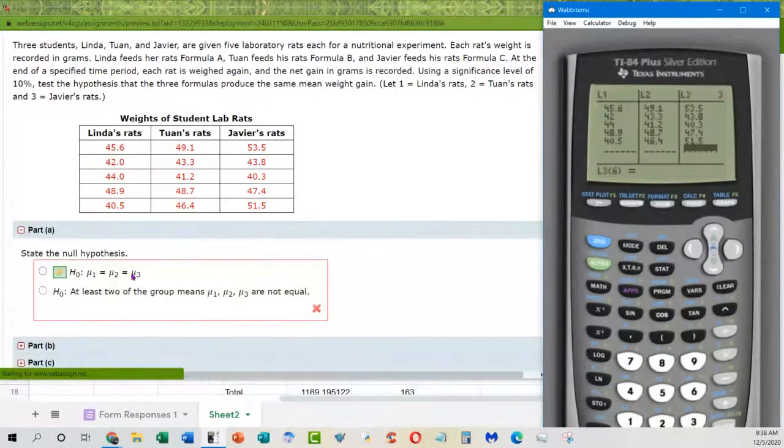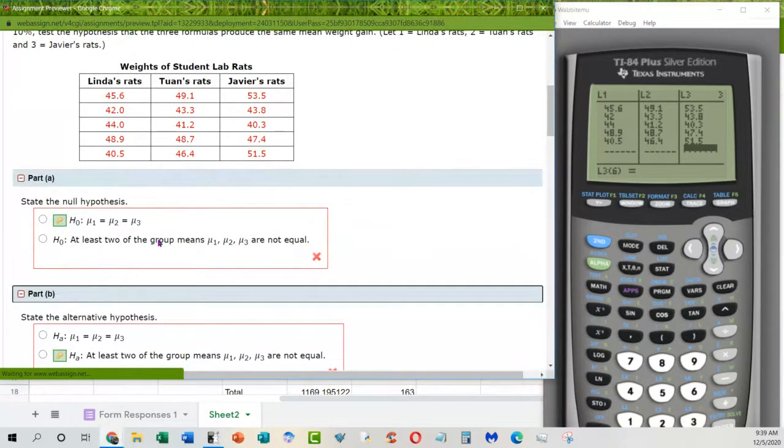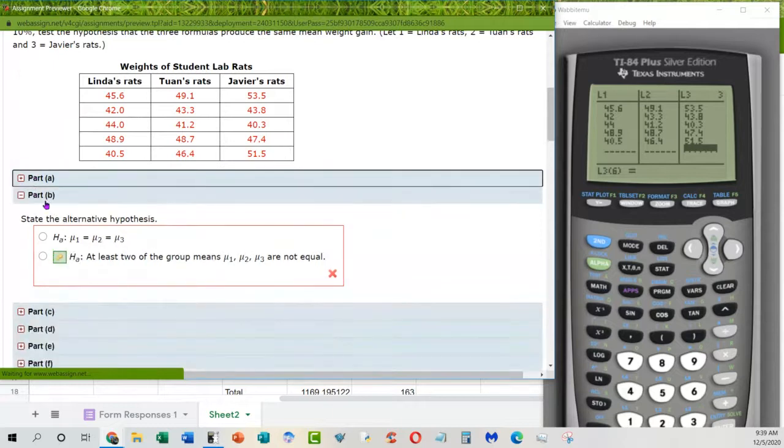Now, the null hypothesis, like I said, is that all of the means are the same. So if there were six means, you'd have mu1 equal to mu2 equal to mu3 equal to mu4 equal to mu5 equal to mu6. So all the means are the same. And here it says at least two of the groups are not equal, which really just means that at least one of them is different. It's shorter, but as long as the idea is the same. So they're all the same, or at least one of them is different. And obviously B is the null hypothesis, and there's only two options, so that's always nice.